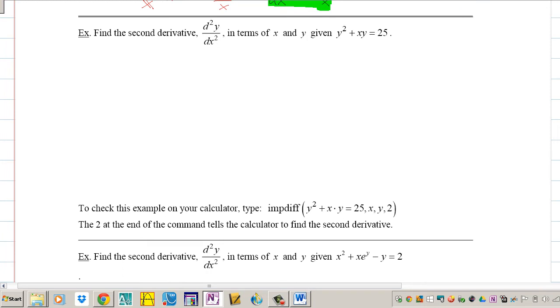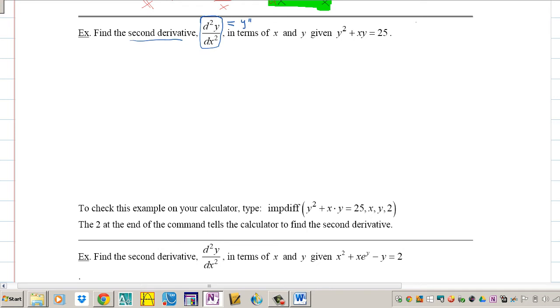Second example. We have: find the second derivative, notated by d2y/dx2, in terms of x and y. So let's talk about this notation. Just to make sure that you guys understand the notation, this also means the second derivative, y double prime.